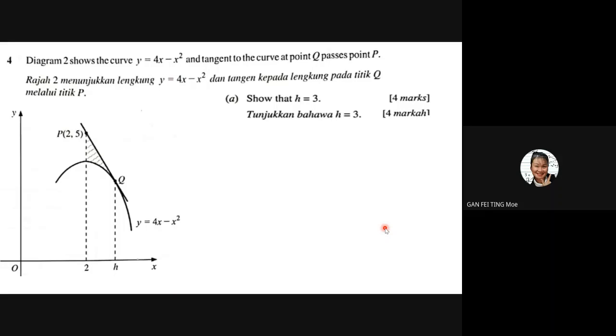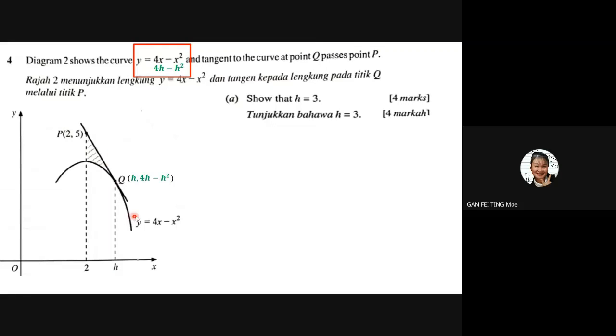Okay, now let's continue to this. So in this question, I was given the curve. I was given the keyword tangent here. So now how are you going to connect the curve to the tangent? This is the curve, okay? I change the x into h.